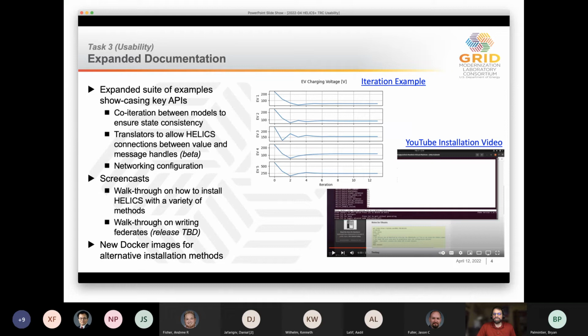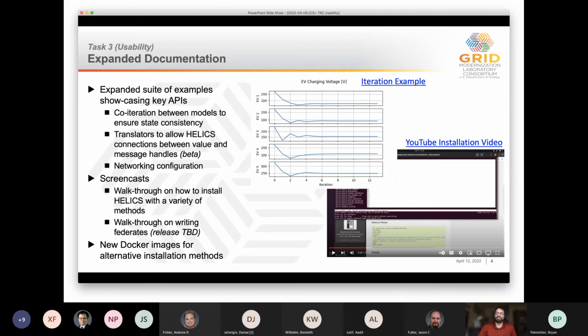So in terms of what we've been doing recently, we've had a few extensions of the documentation that we think would be most helpful. One, iteration. We have an example up now that shows you how to use the iteration APIs between models. We are using the same kind of EV charge management example that all of our examples are using. We've changed the battery model so that the need for iteration is a little bit more apparent. The graph there is showing just how we get convergence across those 5 EVs so that you have a consistent state between the charger and the electric vehicle itself.